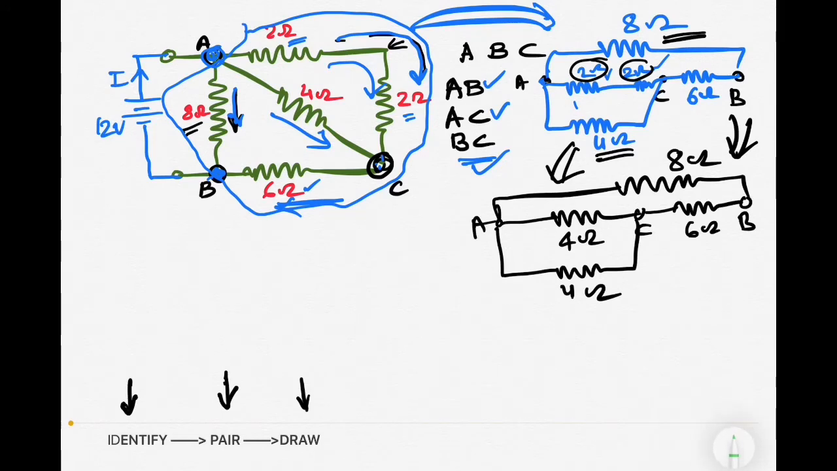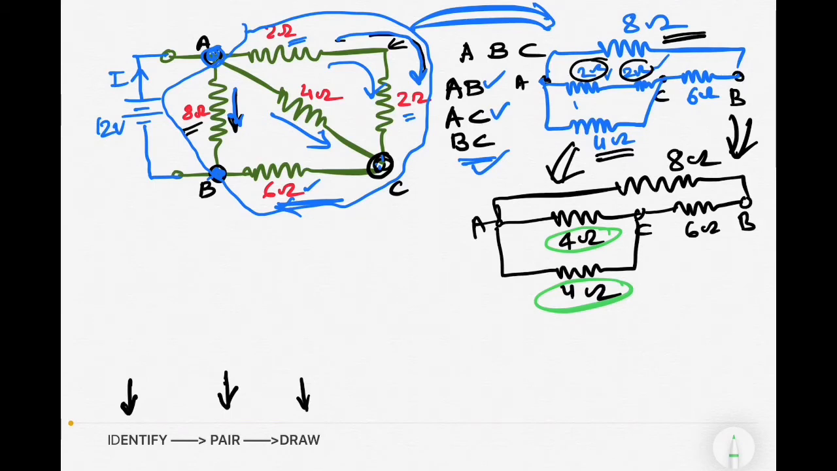Now I see this 4 ohm resistor and this 4 ohm resistor are in parallel, right? Now how do I know these are in parallel? You can watch our previous video on resistors in parallel and series, which explains these things in detail: how you know if they are in parallel or series, and how you calculate the equivalent resistance for that. The link of that video is there below in our description box.